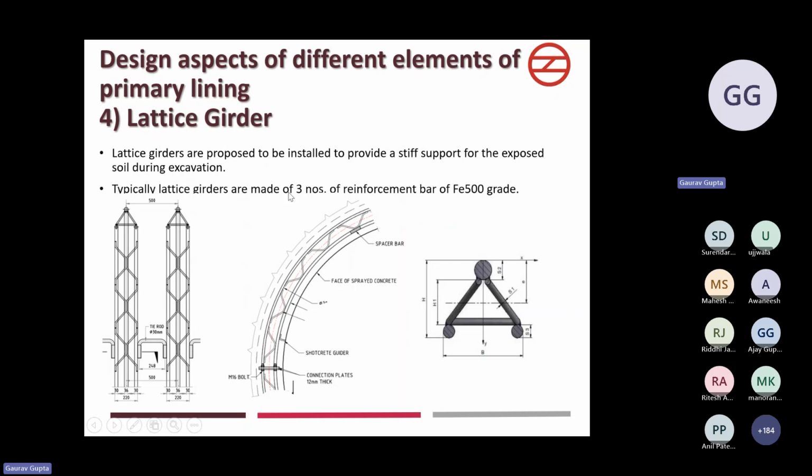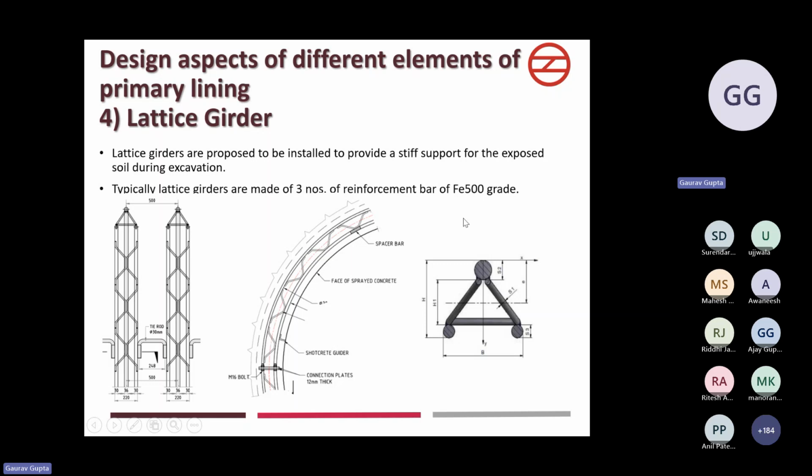Now, after the side excavation and side support has been provided, now comes the lattice girder. Now, what is a lattice girder? Lattice girders are installed to provide a stiff support for the exposed soil during excavation. Typical lattice girders are made up of three reinforcement bars of Fe 500 grade.